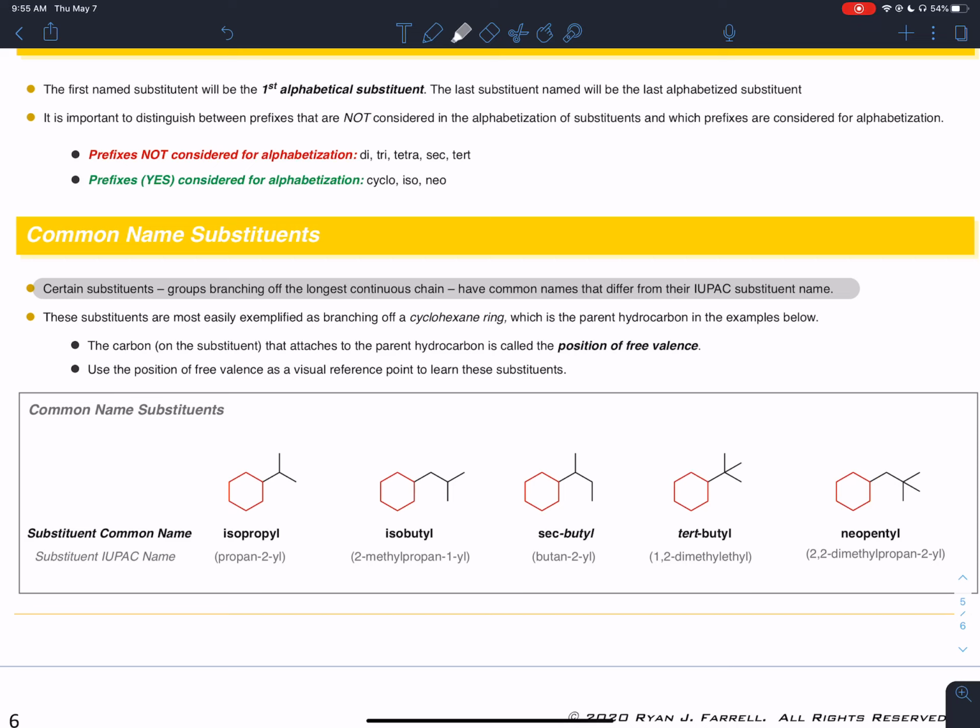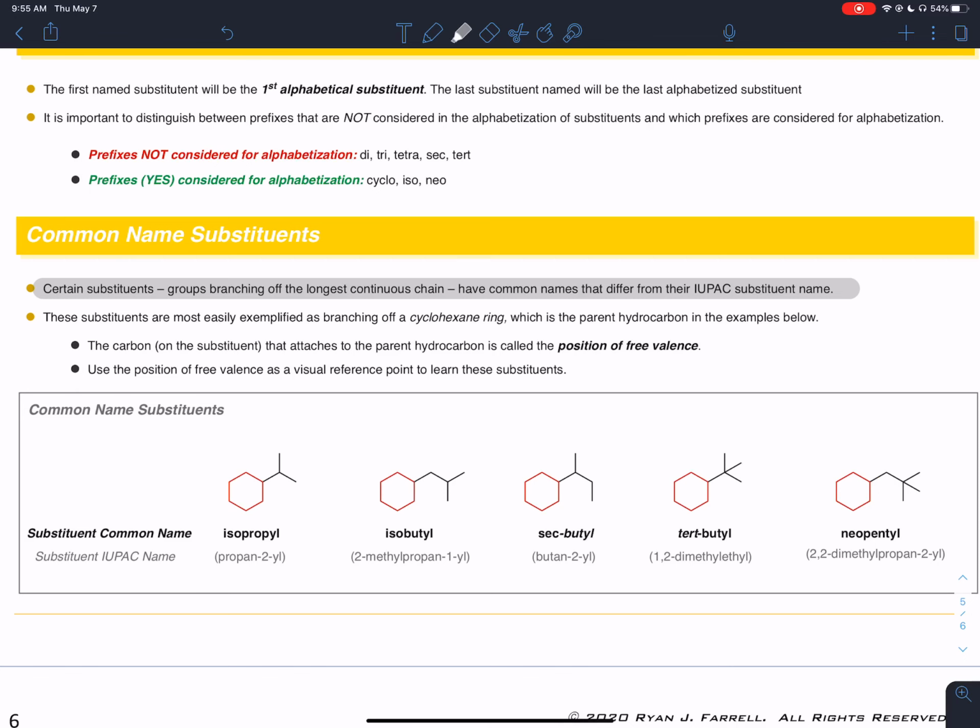But these common names are acceptable to use in IUPAC nomenclature, and for the most part, you should be in the clear to use them in an IUPAC name as opposed to their IUPAC substituent name, which is just a little bit more complex. But these are pretty common substituents, and you should absolutely know them by their common name.